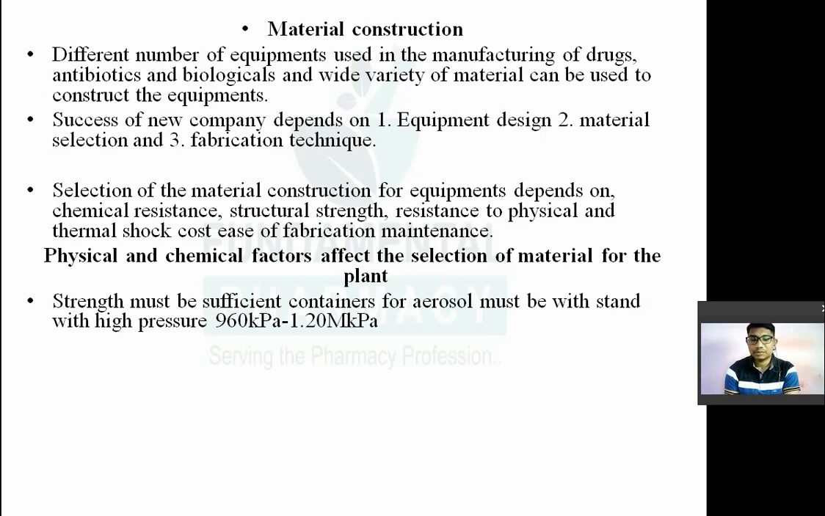This was also a question in GPAT: mechanical strength of the container is a primary requisite for which of the following dosage forms? Aerosol. So an aerosol container should withstand high pressure. The aerosol container of your spray or perfume, you must have seen, is mostly an aluminium container or a glass container. No other container, glass or aluminium. Have you ever seen a plastic one?